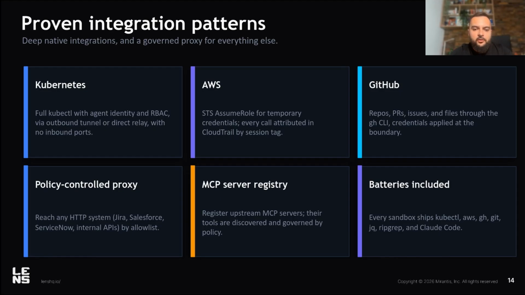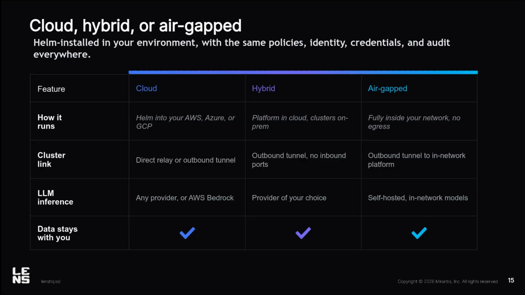When it comes to the Lens Agents platform, you can deploy it anywhere you want. You can deploy it in the cloud. You can have a hybrid deployment. You can have an air-gapped environment. You just use Helm to deploy it in your Kubernetes cluster. It doesn't matter if it's AWS, Azure, or GCP. Clusters connect over an outbound tunnel. They have no inbound ports. It's firewall friendly, basically. And inference can be any provider, AWS Bedrock, for example, or fully self-hosted models for the air-gapped use case.